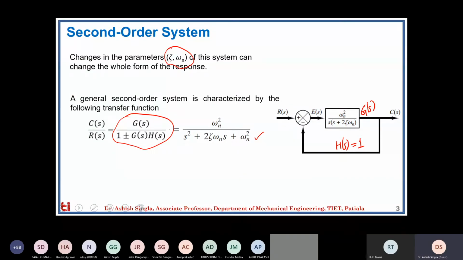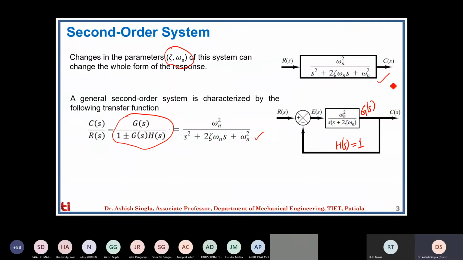So the open loop transfer function can be alternatively given this way. This is the closed loop transfer function. The upper one is the open loop transfer function. Collectively they represent the same thing, where omega n represents the undamped natural frequency of the system, whereas zeta represents the damping ratio of the system. These are the two parameters which will play a significant role in designing any kind of control system, and in playing with the performance of the system in terms of its parameters.